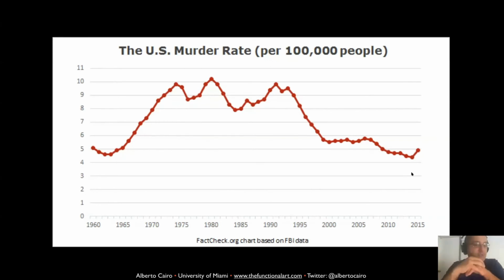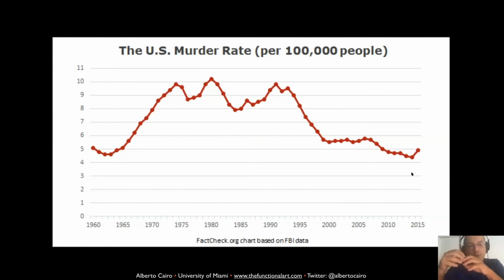Therefore, the country is becoming more dangerous. And this is not true. The United States is a pretty safe country. Crime rates are relatively low. Certainly not as low as they are in Western Europe, but they are low. Right? They're relatively low, and the murder rate is not that high.